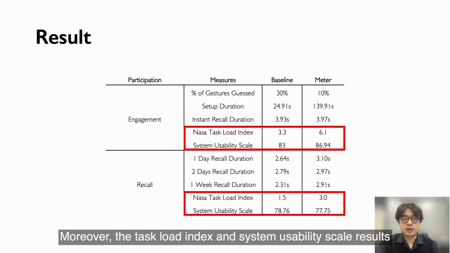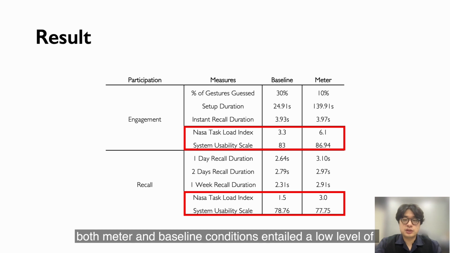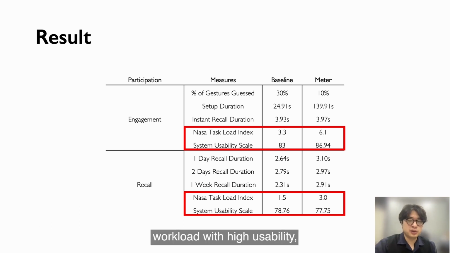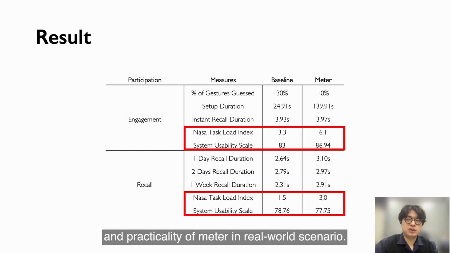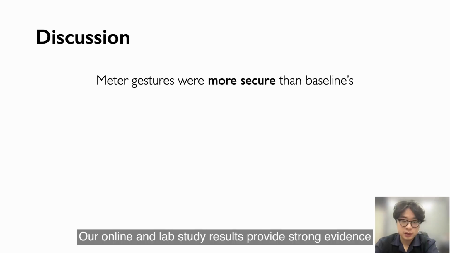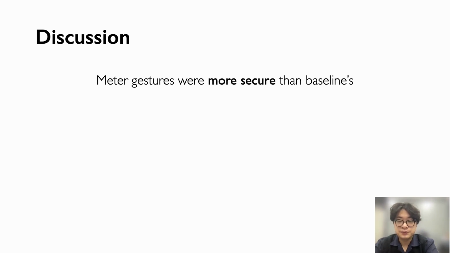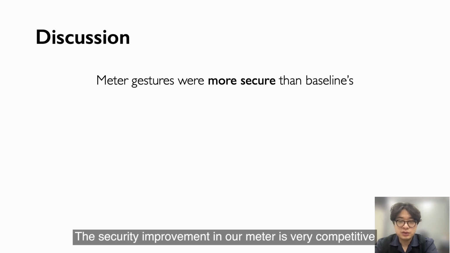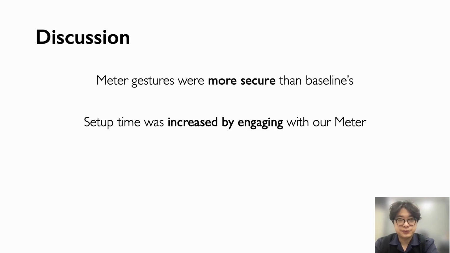Moreover, the task load index and system usability scale results suggest that during enrollment and recall sessions, both meter and baseline conditions entail a low level of workload with high usability. These findings provide further evidence of the usability and practicality of meter in real-world scenarios. Our online and lab study results provide strong evidence that gestures created with our meter are more secure than baseline gestures. The security improvement in our meter is very competitive, showing lower crack rates than those reported in prior work on stringent gesture password policy.